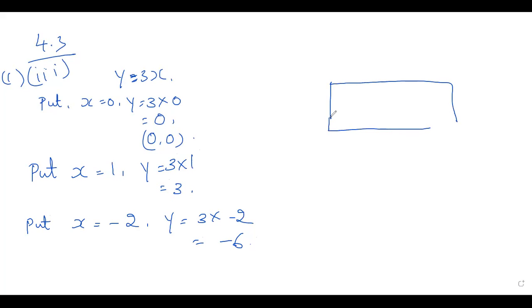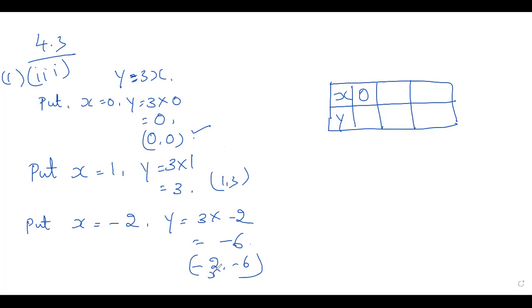Write it in the table. x and y. So when x is 0, this is the first point, and here it is 1, 3. It is minus 2 and minus 6. So it is x. Second one is y coordinate. 0, 0. Second one is 1, 3. And third one minus 2, minus 6. Okay, children, now we have found the values of x and y.